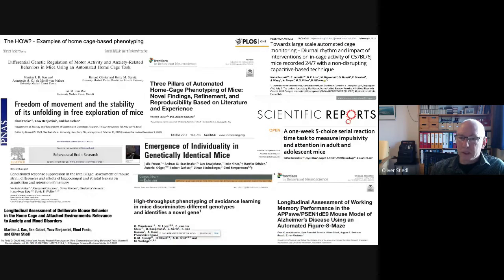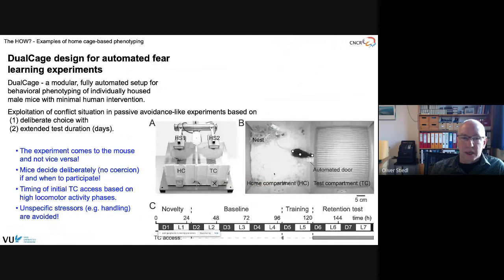So what we in the meantime have developed, and these are examples of recent approaches, is we have started to develop home cage-based phenotyping. That means we get away from handling the animals. And the classical example, one of the first papers that I've published on this, is that we have a home cage connected to the test compartment. It looks like an automated passive avoidance task, except that the animal is now living in this compartment.